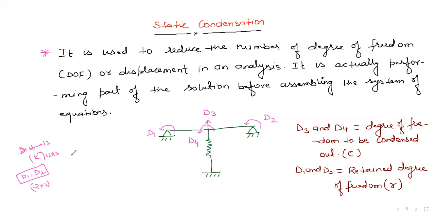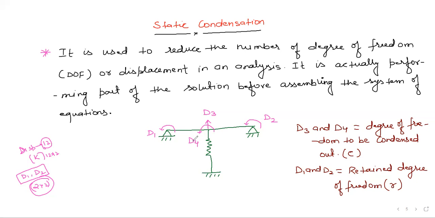So here, we need to solve for D1 and D2 only. Instead of solving this 12 by 12 matrix, we will use static condensation, solve a 2 by 2 matrix and get the values. So how will we do this? Two terms will come: retained degrees of freedom and condensed out degrees of freedom. These things you need to understand, because here, let us take an example.